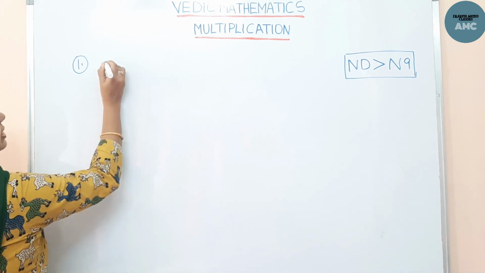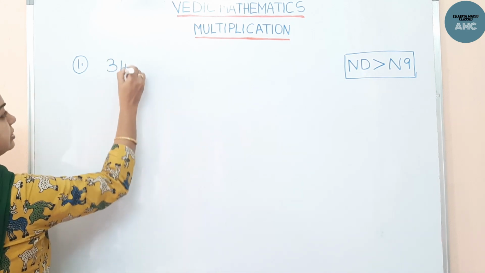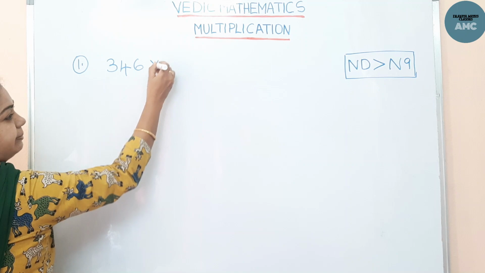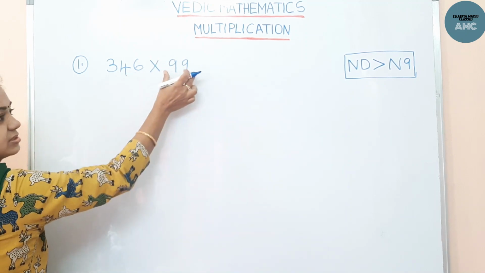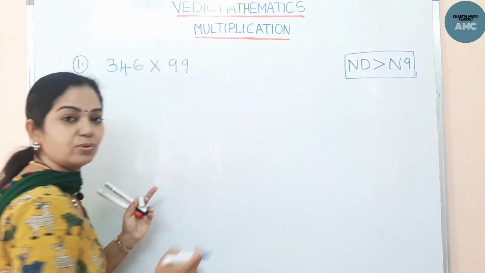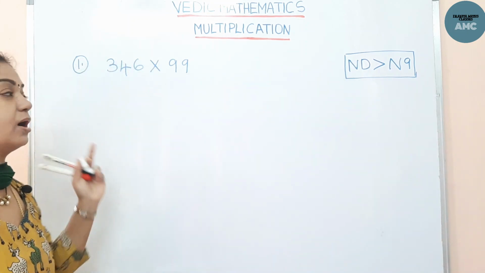So, let the digits be 3, 4, 6. Okay, multiplied by 9, 9. So, here is 3 digits. This is 2 digits. So, the digits are more than the number of 9s. Now, how do we proceed?